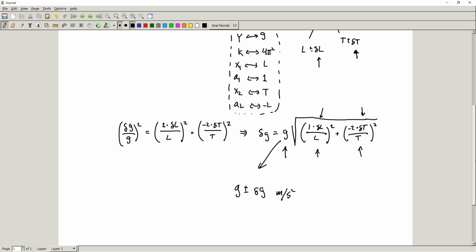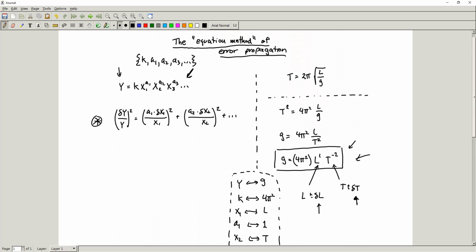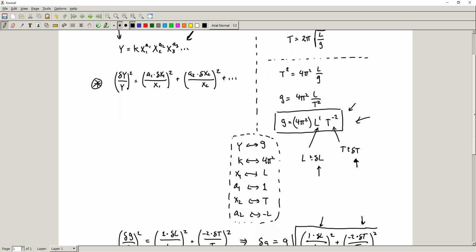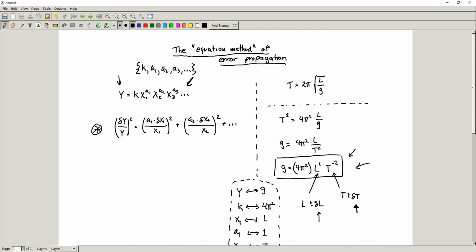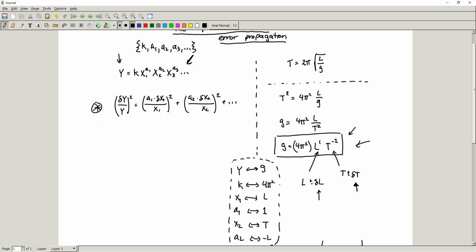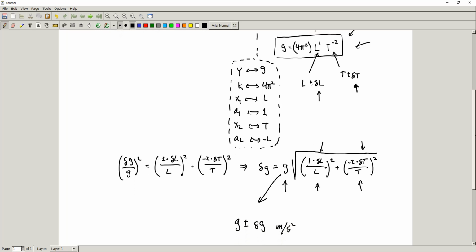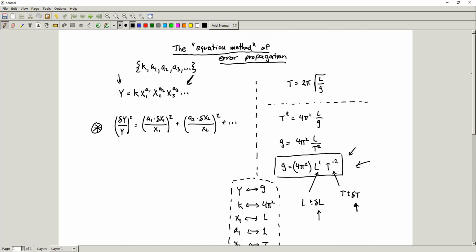Okay, so that's just a quick reminder or review on how to use the equation method of error propagation. Again, this is all from pages 14 and 15 in the text, and hopefully this clears it up for some people. If you're having any issues with any of these, or you're not sure how to use this technique, please come and see me, and I will be happy to help you out with that.